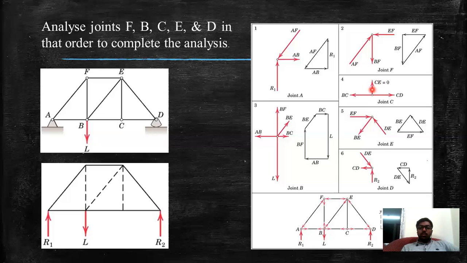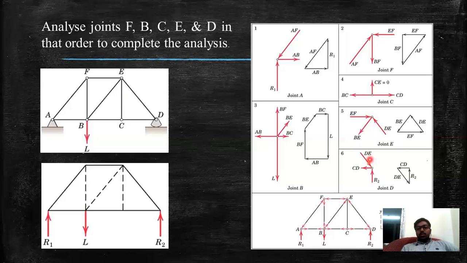Now as CE has become 0, if we consider this particular joint E, as you can see, this member force is 0. So while drawing the free body diagram, we can remove this one, because the member force of this particular member is 0. So if we draw now, this is known, this is also known, and there is only one unknown.